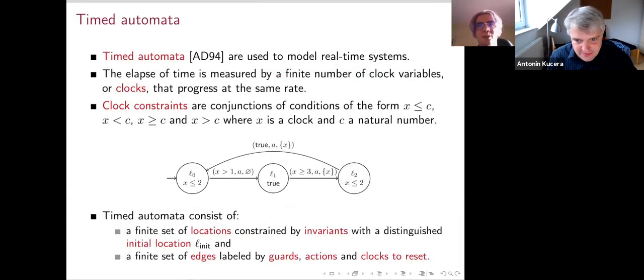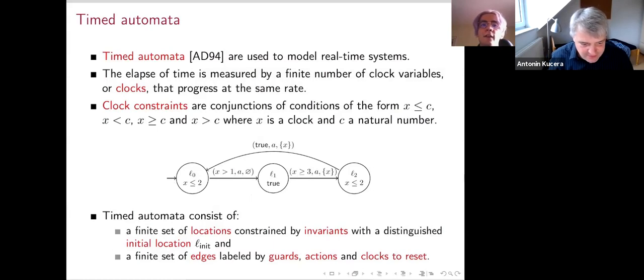Timed automata are used to model real-time systems. The elapse of time in timed automata is measured by a finite number of clocks that all progress at the same rate. Clock constraints are conditions appearing in timed automata and are conjunctions formed by inequalities comparing a clock to a constant natural number. Here we can see an illustration of a timed automaton, and timed automata consist of a finite set of locations, each constrained by an invariant, with a distinguished initial location. So here the initial location is indicated by an incoming arrow and is location L0.